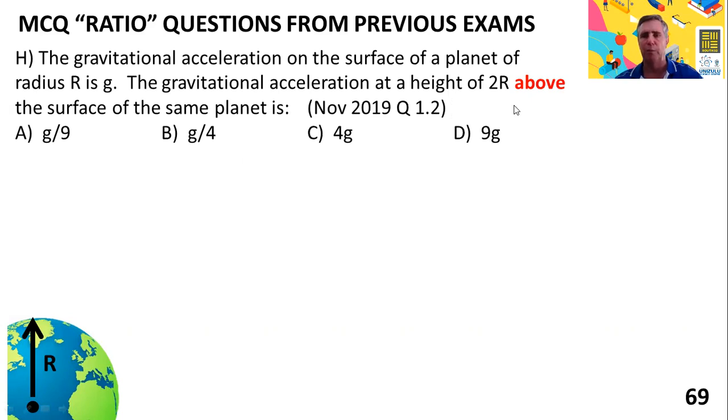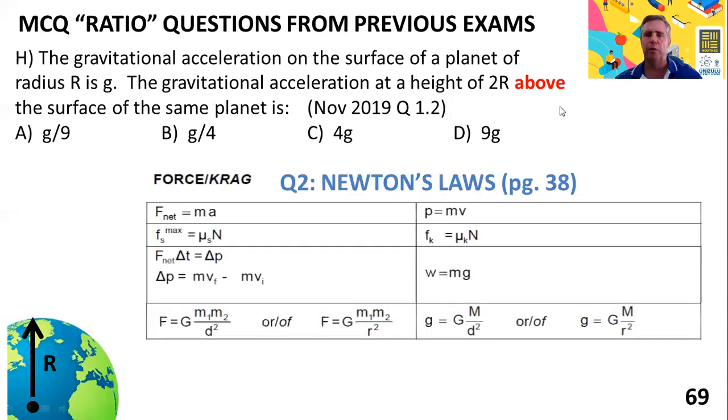Of course, that won't happen to you in the exam. So you need to learn to read your questions very, very carefully. First thing we do is look for an equation. Gravitational acceleration is this equation here. Small g, the acceleration due to gravity, equals G, that's just the gravitational constant, times the mass of the planet divided by the distance from the center of the planet.